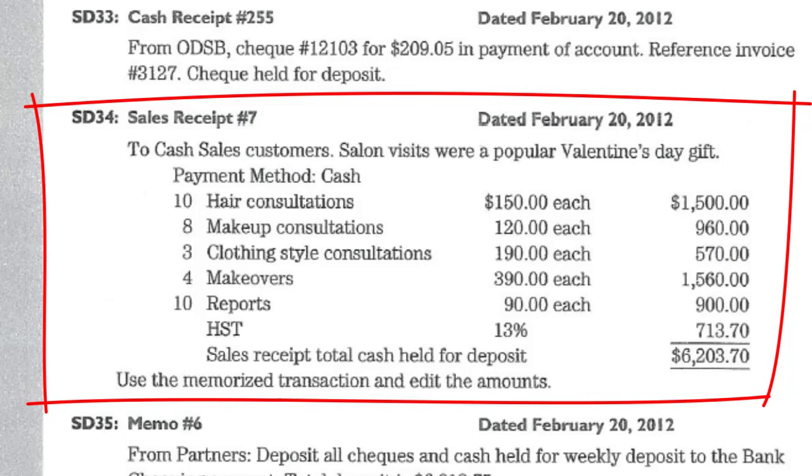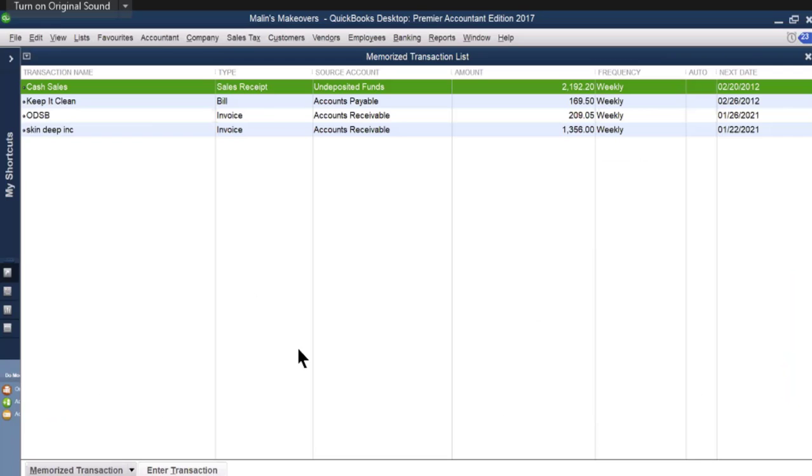SD34, sales receipt number 7, to cash sales customers. Salon visits were a popular Valentine's Day gift. Payment method, cash. 10 hair consultations, 8 makeup consultations, etc. Sales receipt, total cash held for deposit. Use the memorized transaction and edit the amounts. So, list. Cash. Okay, you're already there. Perfect.